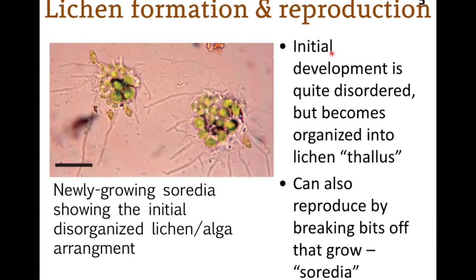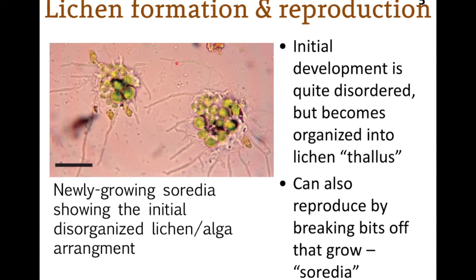As opposed to what I talked about before, which was the fungus reproducing itself within the lichen. And the way that this reproduction happens is really quite simple. Just by breaking bits of the lichen off, those little fragments of lichen can go and colonize somewhere else. And the bits that break off, the fancy name for those is soredia, as is indicated here.